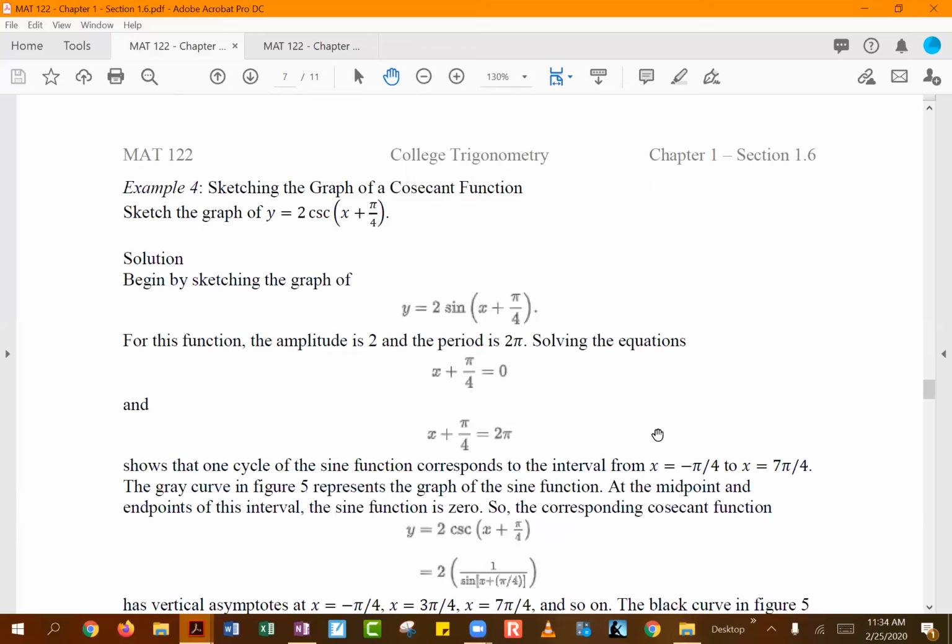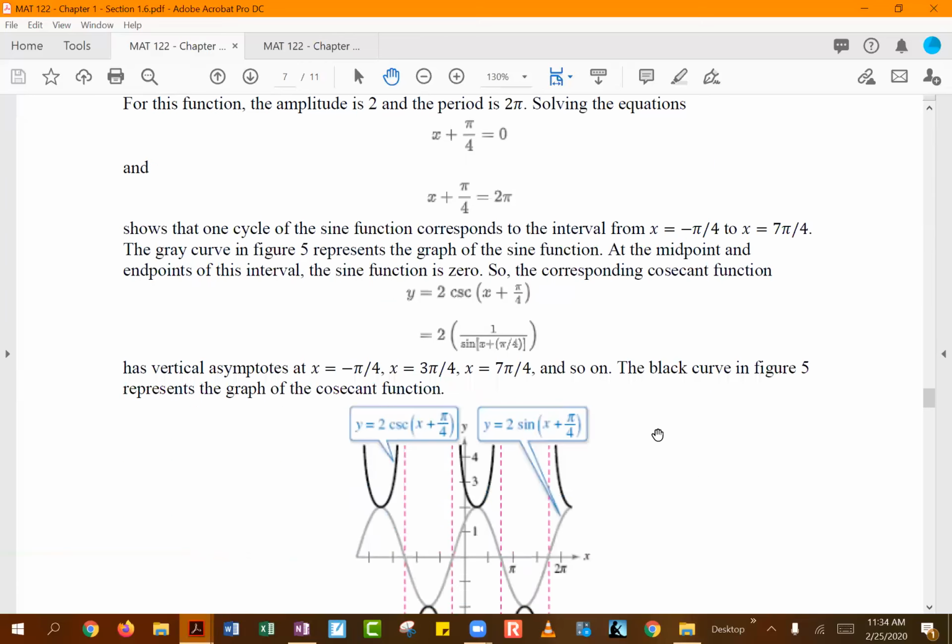And you're basically trying to figure out what your interval is going to be, right? So you're going to get x equals negative pi fourths from here and x equals 7 pi fourths from that 2 pi equation. And then the idea is you are still trying to graph the original function first, which means the sine function. And then based on that, we'll reverse and do our cosecant function.